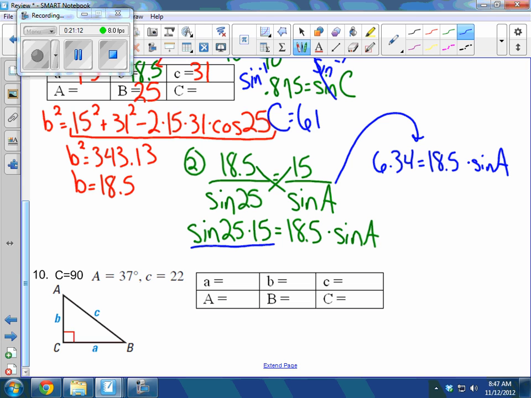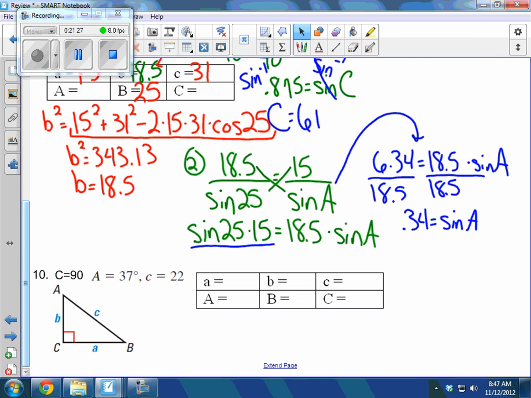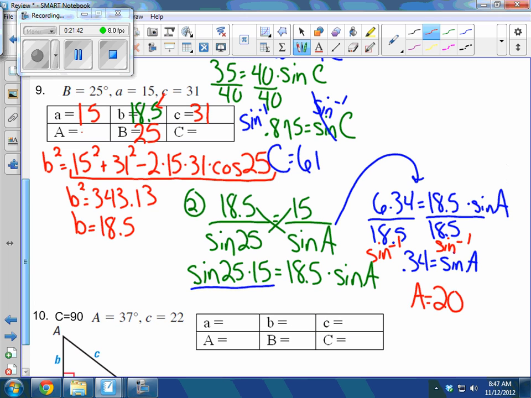So to get A by itself, I'm going to have to move the sine and the 18.5. First, I'm going to move the 18.5 by dividing. I'm going to get a decimal. That decimal is going to be about 0.34. And now to move the sine, you do inverse sine, sine^-1, on both sides. And when you take second sine of that decimal, that 0.34, you figure out big A is about 20 degrees. So big A is 20 degrees.